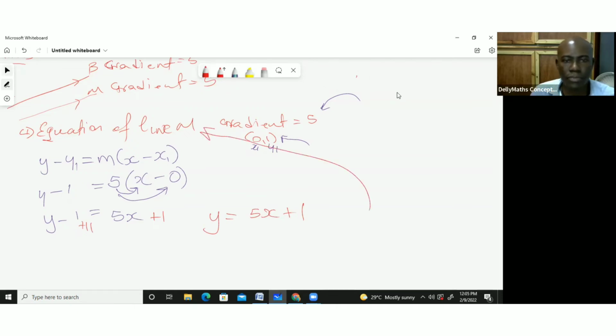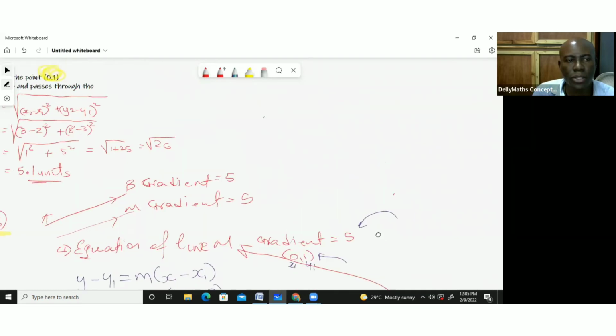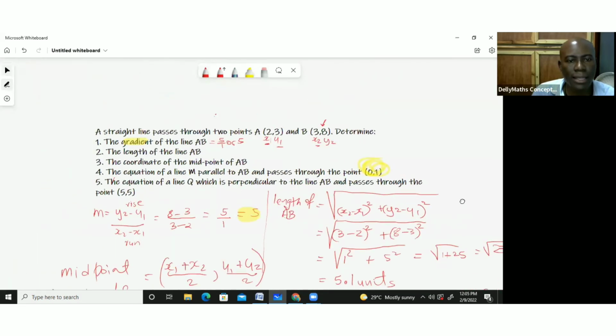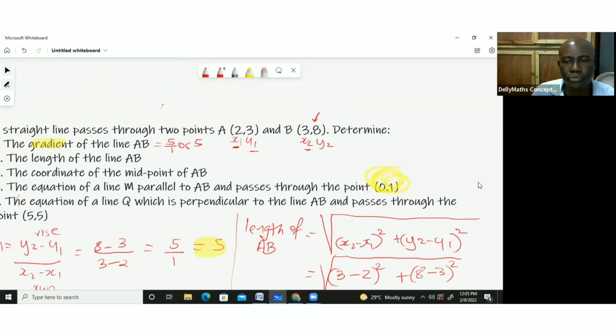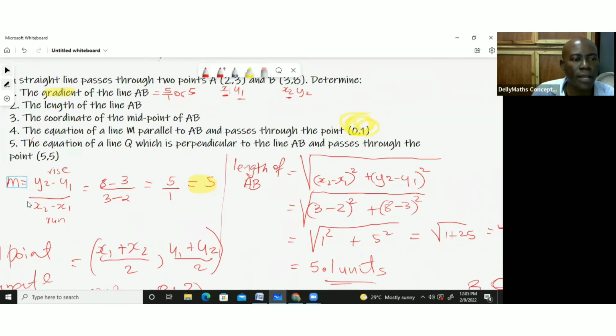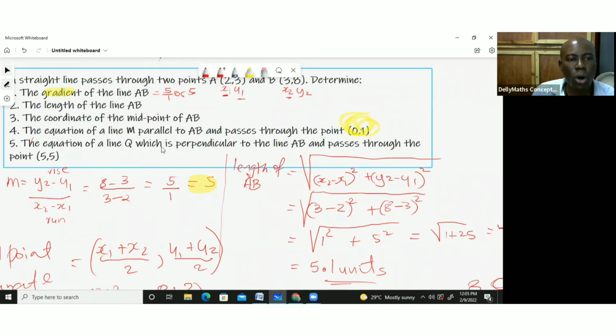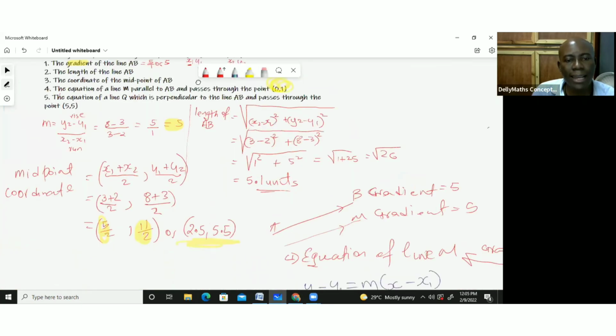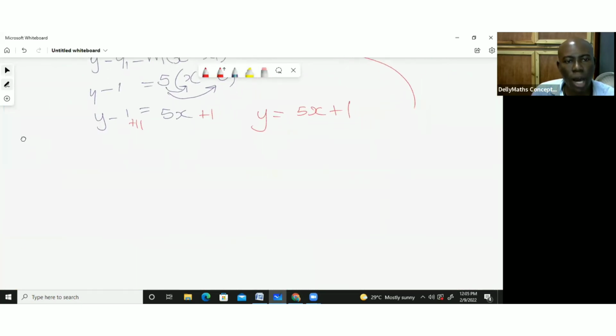All right, let's see the last question. The last question says that we want to determine the equation of a line Q, which is perpendicular to the line AB and passes through the point (5, 5). So now it's a perpendicular line. Let us see what's going on.